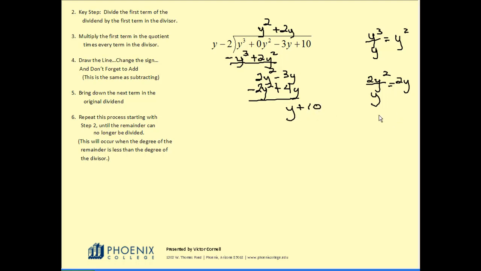First term in the dividend there is y. First term in the divisor is, again, always y. That gives you 1. And so you put a plus 1 right up there. 1 times minus 2 is minus 2. 1 times y is y. Draw the line. Change the sign. Add. You get 12. That's your remainder. Now, the remainder becomes the numerator, and the divisor, which is y minus 2, is your denominator. And there you go.